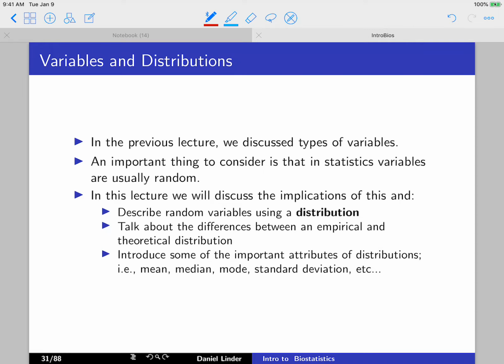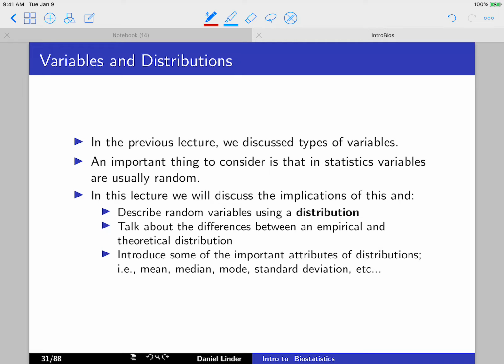Hi everyone. This lecture is going to be about variables and distributions. In the previous lecture we discussed variables. We introduced and described the different types of variables, for instance ratio, continuous, ordinal, dichotomous, and nominal variables.